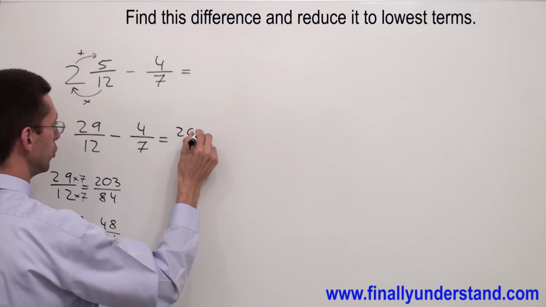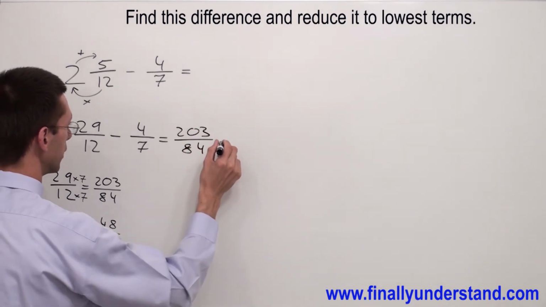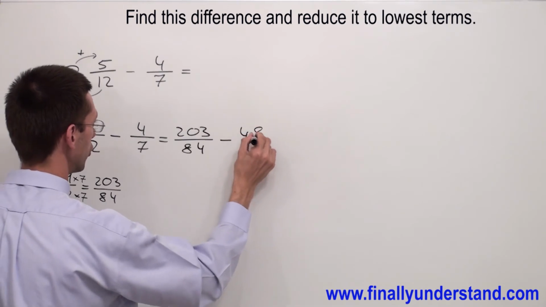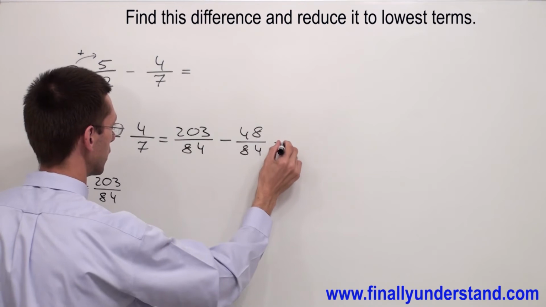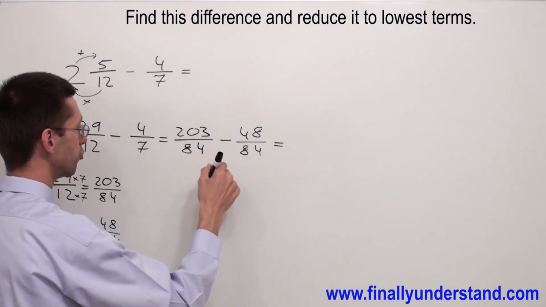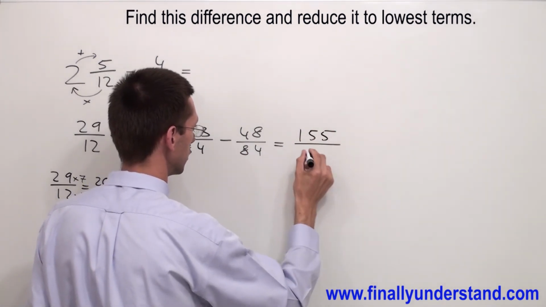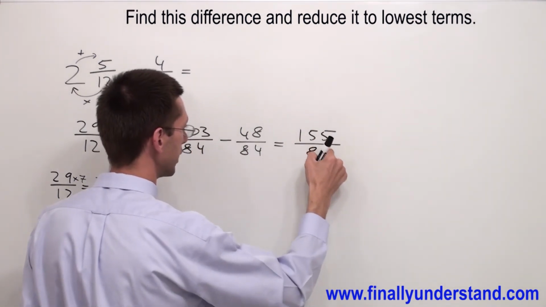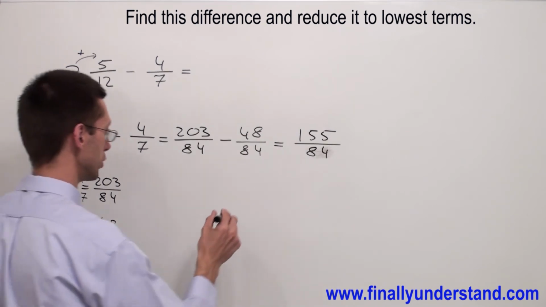I have 203 over 84 minus 48 over 84. 203 minus 48 is 155 over 84. I'm not seeing any common factor in 155 and 84. That's why I'm going to perform the long division.